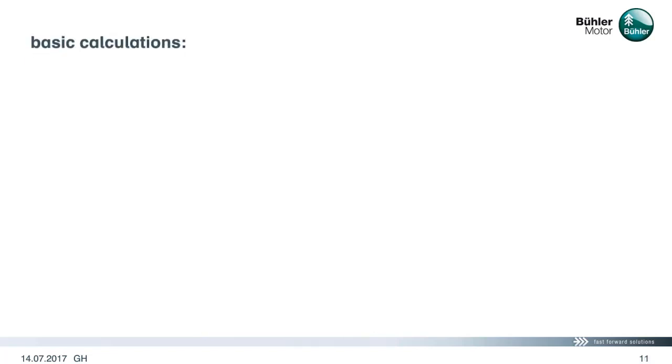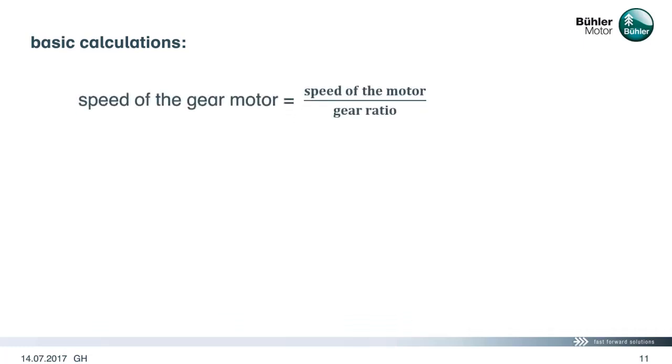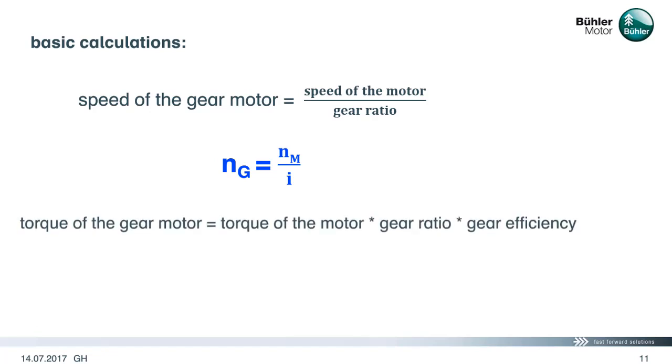There are a few basic calculations we do coming from the motor behavior. At first, the speed of the gear motor is the speed of the motor divided by the gear ratio. N sub G is N sub M divided by i. The second one is the torque of the gear motor, which is the torque of the motor multiplied by the gear ratio and multiplied by the gear efficiency. T sub G is T sub M multiplied by i multiplied by eta sub g.